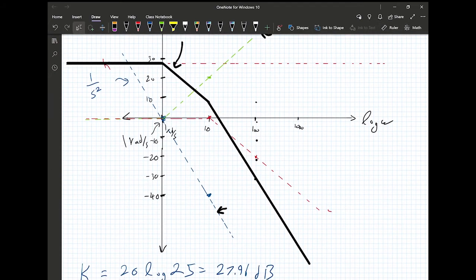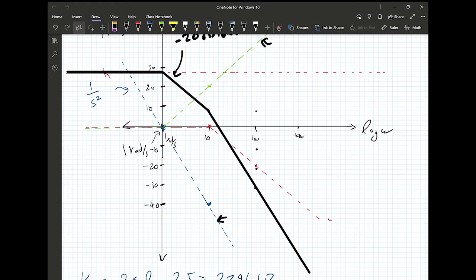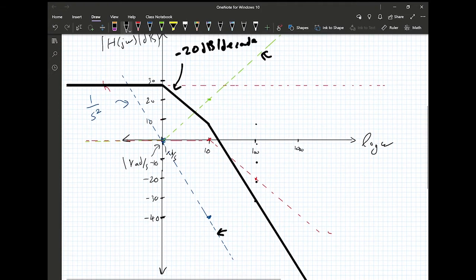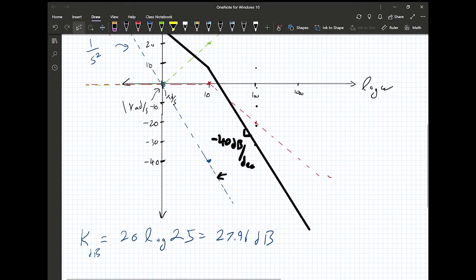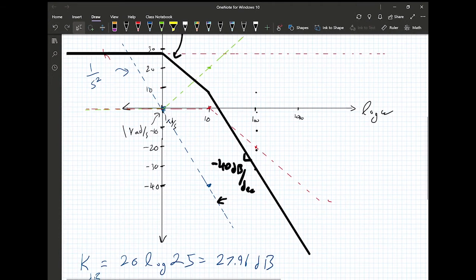This is it exactly. I start with the constant gain. At 0 rad per second, I have a 0 and the double pole at the origin, so effectively I have a slope of minus 20 dB per decade. But then after 10, an extra pole kicks in, and my slope increases by an extra minus 20 dB per decade. So this slope here is minus 40 dB per decade. And this is what the magnitude plot is going to look like.